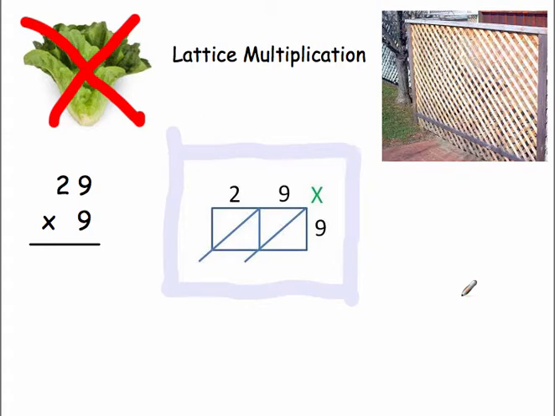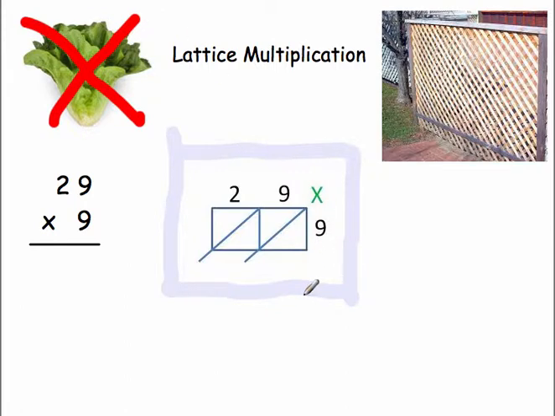This movie is on the ever so popular method of lattice multiplication. This is an example of a lattice fence. It's a structure made up of diagonal lines with diamonds in the middle. This is in no way to be confused with any kind of lettuce. This has nothing to do with lettuce.